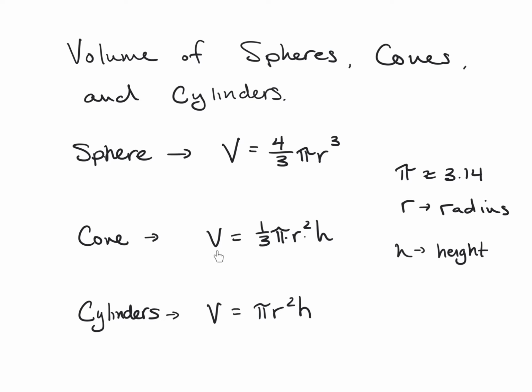A cone. The volume of a cone is 1/3 pi r squared times the height. So this is a formula we'll use. And today for cylinders, we will use the formula volume equals pi r squared times the height. So let's go through a couple examples using these formulas.